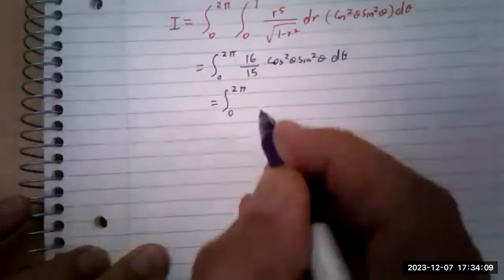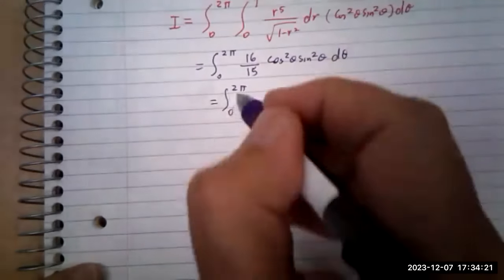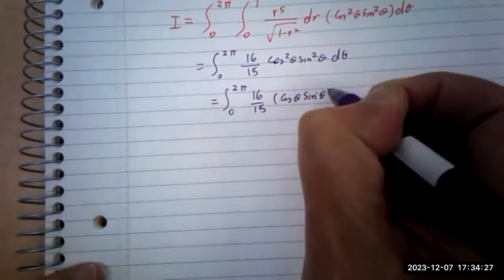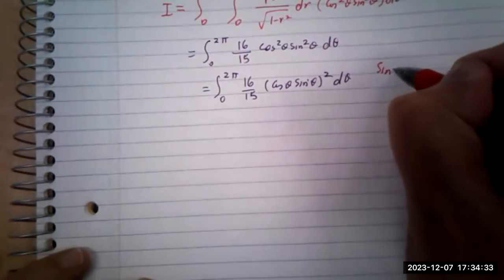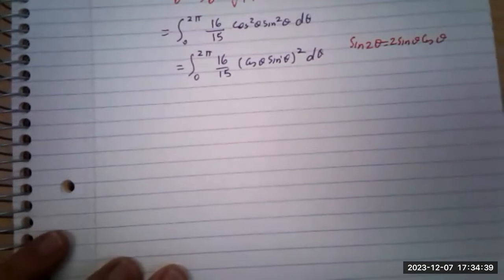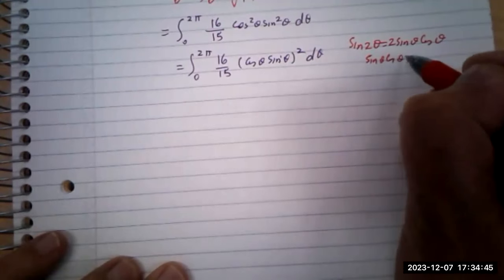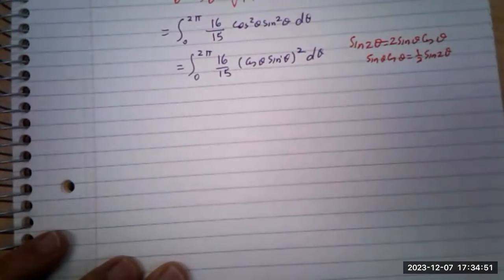That takes time. The other way to do it is we change it to the double angle. Remember, sine of 2 theta is 2 sine cosine. That is the quickest way to do it. Okay, so it's going to be 16 over 15. Think about this one as cosine, sine, all squared, d theta. I'm going to use this formula: sine of 2 theta is 2 sine theta cosine theta. So this means sine theta cosine theta is 1/2 of the sine of 2 theta.